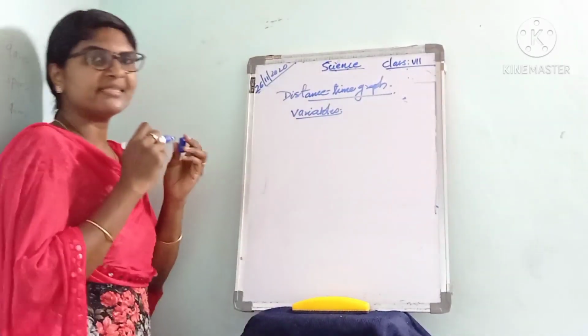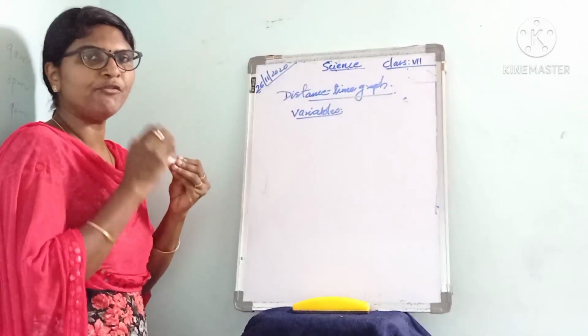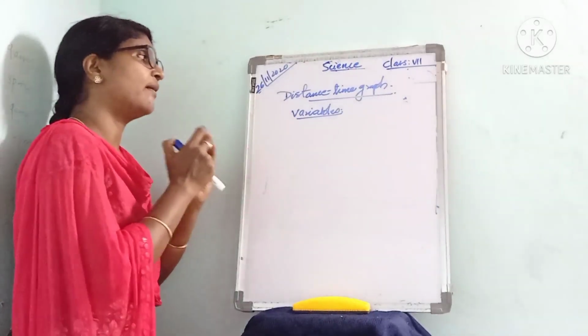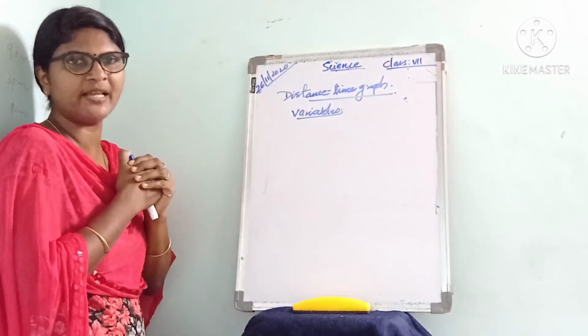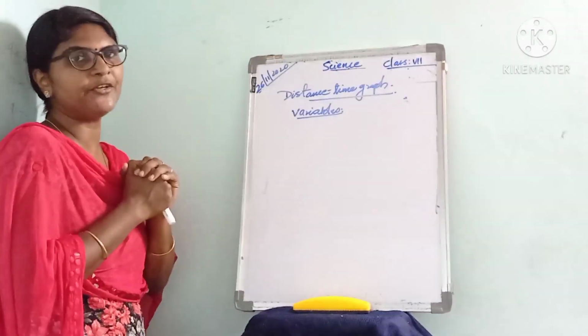Okay. What is a graph? Actually, it is a diagram or a pictorial representation of the relationship between 2 variables. You know how to draw a graph, actually. In order to draw a graph, we need 2 axes.